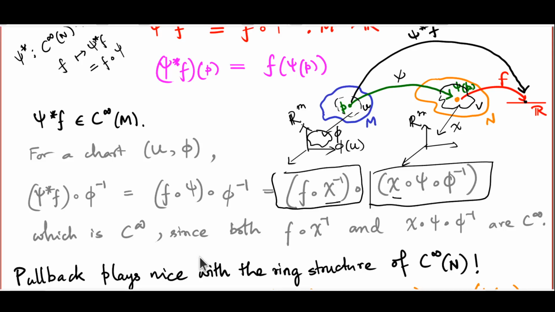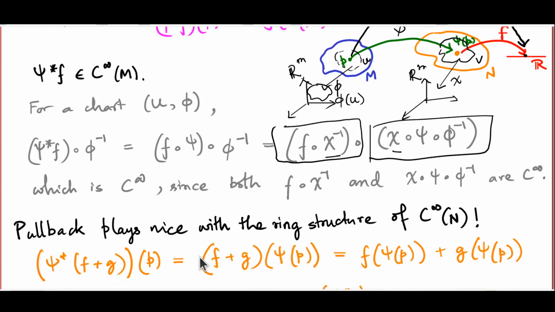Now, as I have stressed a while ago, a very important structure on any manifold is the collection of all its smooth real valued functions. So for N, C infinity of N is very important, and it's important primarily because, in addition to being just a collection of important elements, it has a ring structure. And what is very important here about the pullback is that it plays nicely with the ring structure.